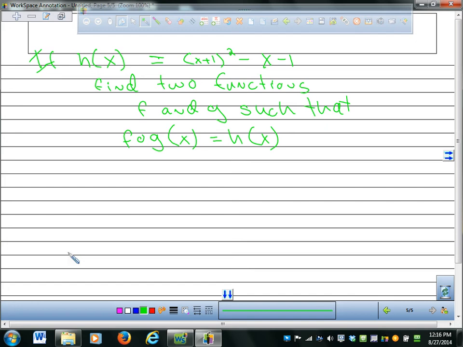Ideas. What is it? Give me a minute to think.